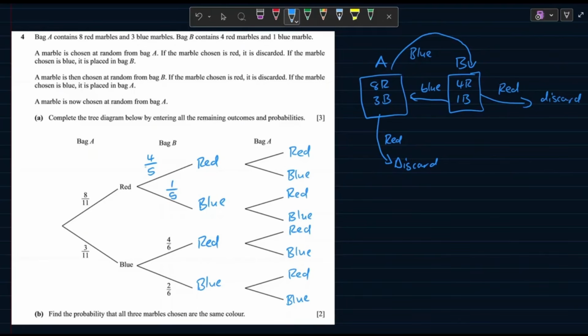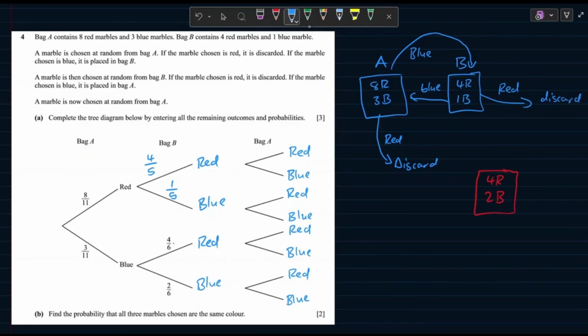Then here, just to double check that this is correct, they're saying there's a 3 out of 11 chance of picking a blue marble from bag A initially, yeah? If we pick a blue from bag A, our new bag B looks like this. We now have 4 red marbles and 2 blue marbles, meaning that when we now pick from bag B, there's a 4 out of 6 chance of getting a red and a 2 out of 6 chance of getting a blue. So that's fine. And now let's do this last set of branches.